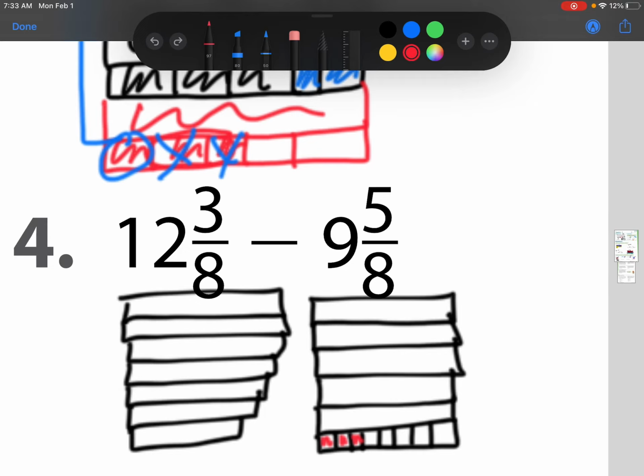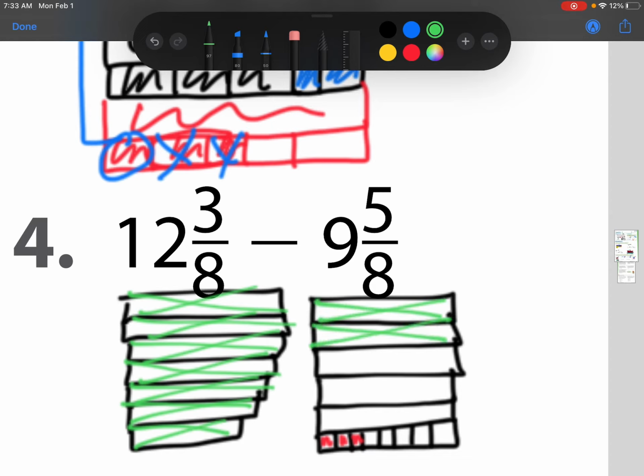So what do we need to do? Well, we need to take away 9 of them. So here is 1, 2, actually we'll do those x's. So 1, 2, 3, 4, 5, 6, 7, 8, 9. And then we need to take away 5/8. Well, notice we have a problem here. And what's that problem? We only have 1, 2, 3 that we can take away, and we have to take away 5. So we have to regroup this top one. 1, 2, 3, 4, 5, 6, 7, 8. And then, remember, we're trading for a whole.